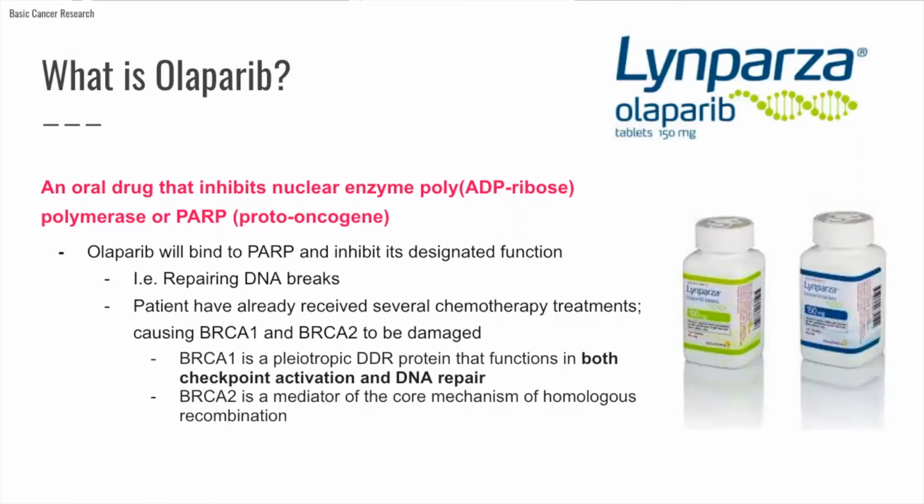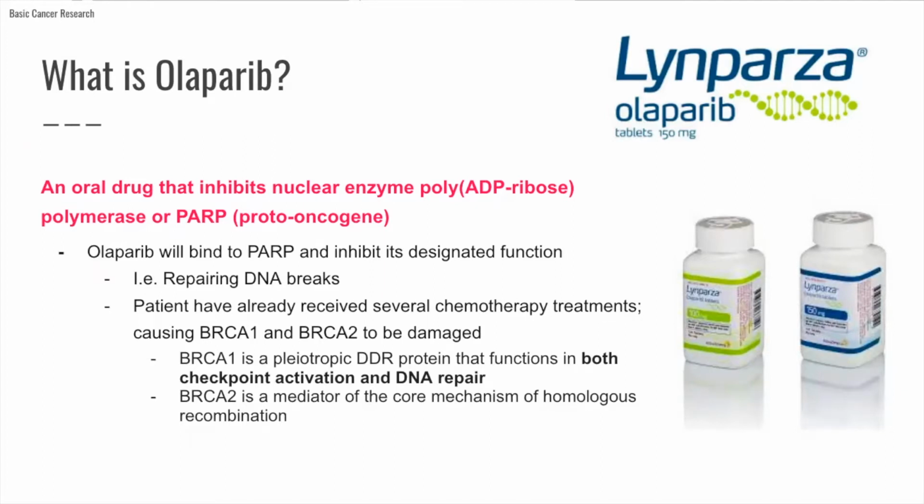Olaparib is the targeted therapy treatment drug for ovarian cancer that we have chosen to focus on. Normally, patients who take this drug are ones who have received multiple rounds of chemotherapy and their BRCA1 and 2 proteins have been damaged or not working efficiently. It is an oral drug that inhibits the nuclear enzyme poly-ADP ribose polymerase, or PARP. PARP is considered a proto-oncogene. Olaparib binds to PARP and inhibits its designated function, which is to repair single-strand DNA breaks.